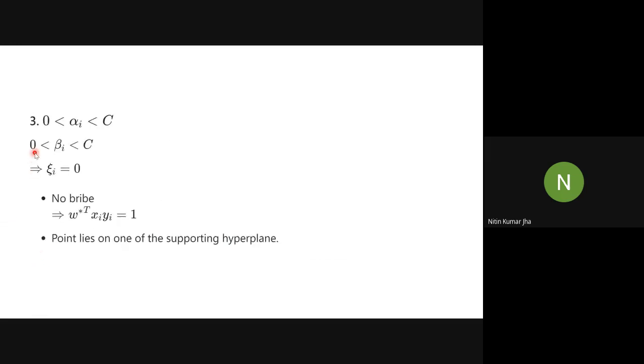So let's move to the third part where alpha is strictly between 0 and C. Then beta has to be between 0 and C, because the sum is always C. So if it is strictly between 0 and C, beta I again has to be between 0 and C. So from the second condition, xi I has to be 0, and xi I has to be 0 from the first condition, because again alpha is not 0. So this 1 minus W transpose x I minus xi I, and xi I is equal to 0. So this has to be 1. It means that if for any point alpha lies between 0 and C, then that point lies on the correct side supporting hyperplane, right?